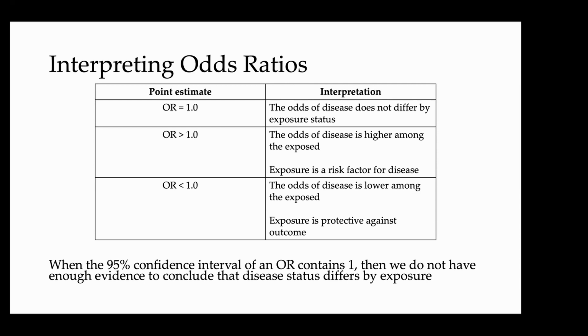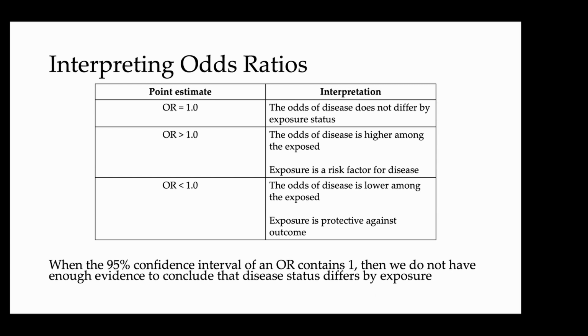And usually, hopefully, each time you see an odds ratio, it will have a 95% confidence interval with it. What that confidence interval is providing us with is a range of plausible values that we would see if we were to recalculate our odds ratio. And if the 95% confidence interval contains 1, then we don't really have sufficient evidence to conclude that disease status will differ by exposure.